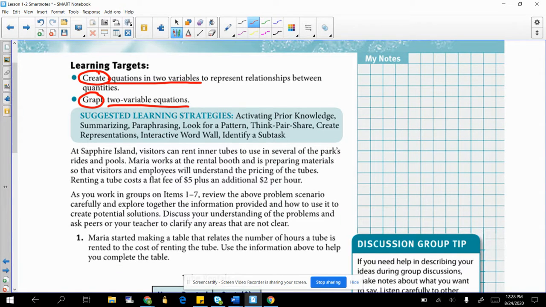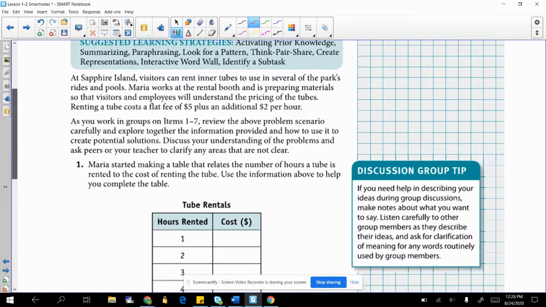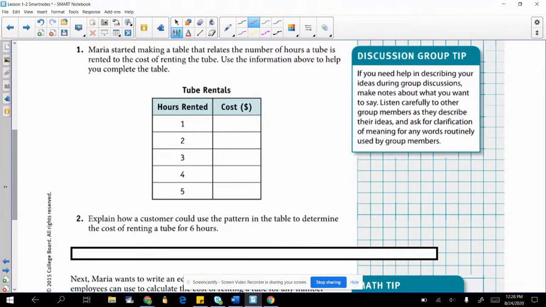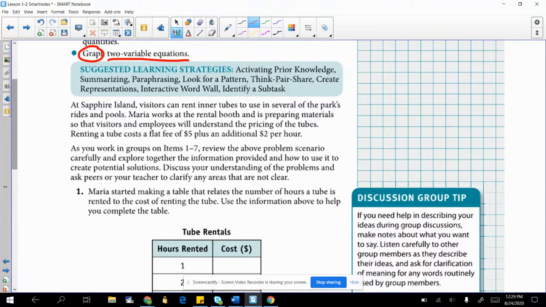All right, so let's go ahead and move down to number 1. And it says, Maria started making a table that relates the number of hours a tube is rented to the cost of renting the tube. Use the information above to help you complete the table. Okay, so again, we know from up here the key pieces are that there's a flat fee of $5 plus an additional $2 per hour.